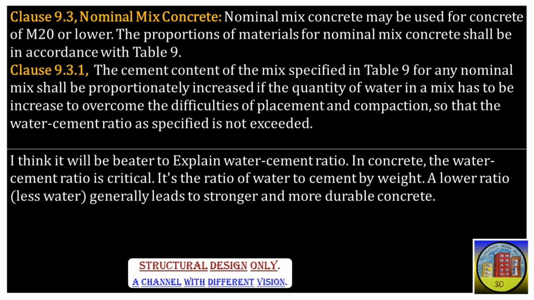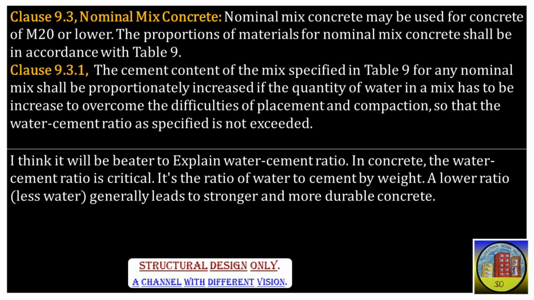Clause 9.3, nominal mix concrete. Nominal mix concrete may be used for concrete of M20 or lower. The proportions of materials for nominal mix concrete shall be in accordance with Table 9. Clause 9.3.1, the cement content of the mix specified in Table 9 for any nominal mix shall be proportionately increased if the quantity of water in a mix has to be increased to overcome the difficulties of placement and compaction, so that the water-cement ratio as specified is not exceeded.